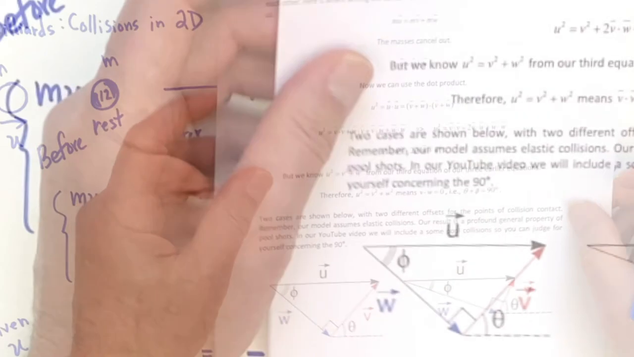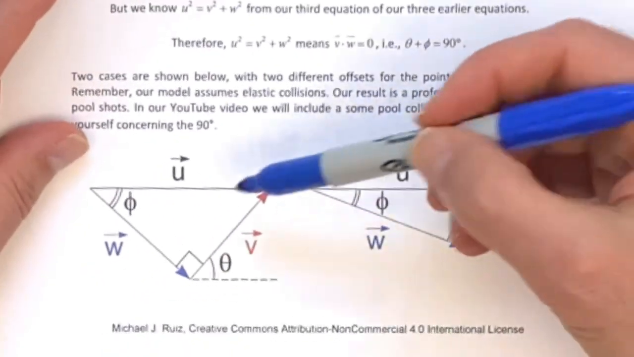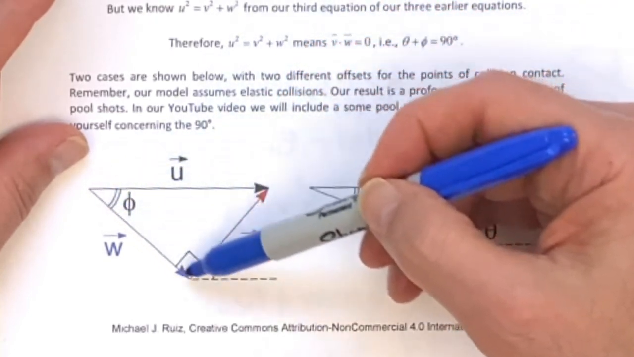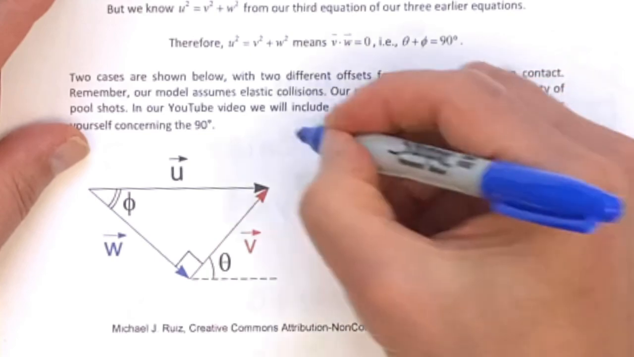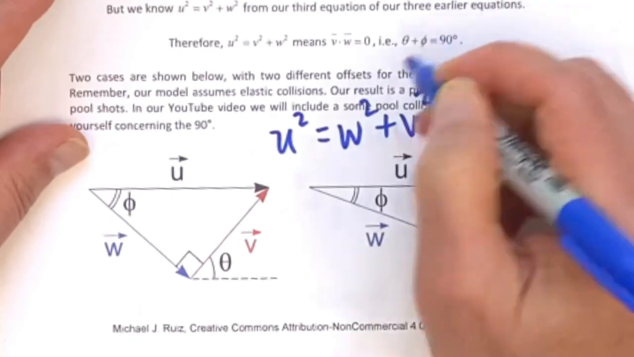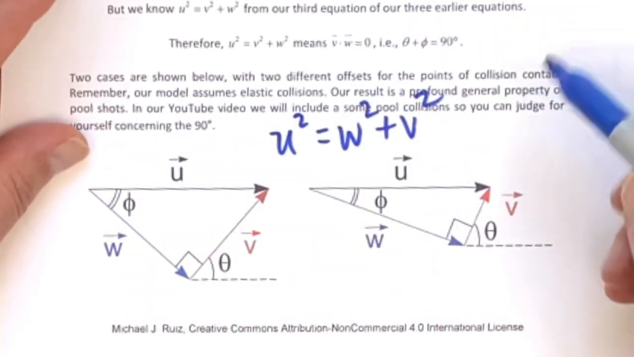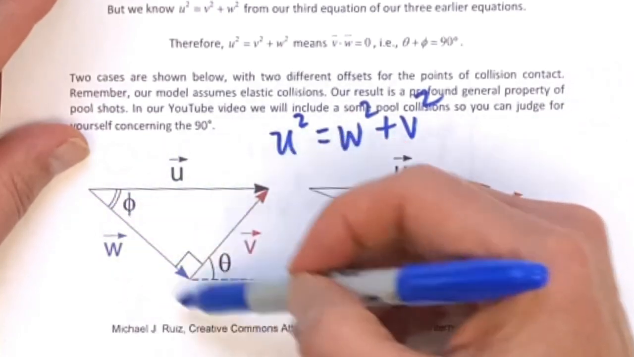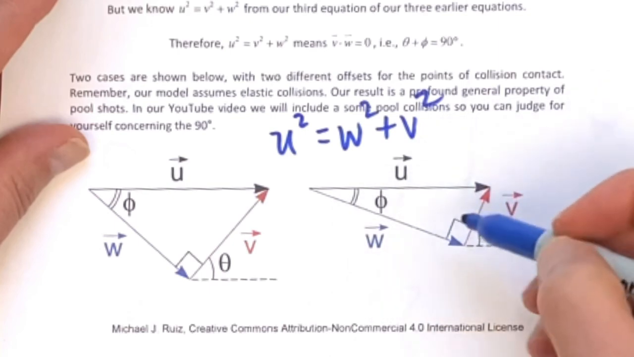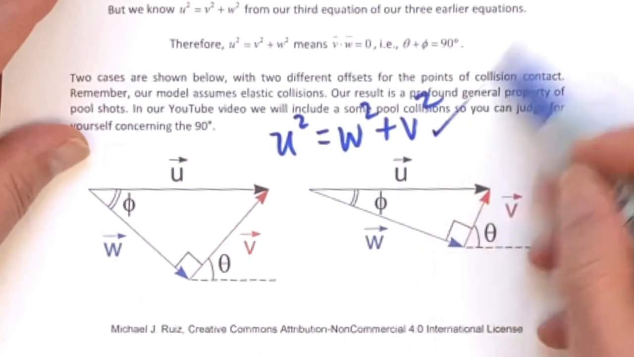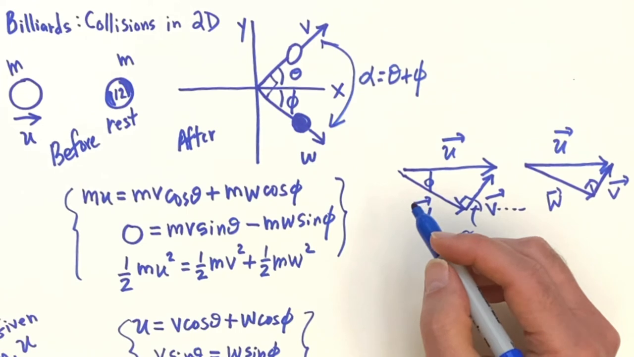So here is the book showing the two cases. Your u vector going to the right, and then showing here the right triangle. Remember that u squared is w squared plus v squared, which is the Pythagorean theorem. Depending on where the cue ball hits the other ball, these vectors will have different lengths, but they'll still form a right triangle, with this being true. So that's a nice principle of pool.